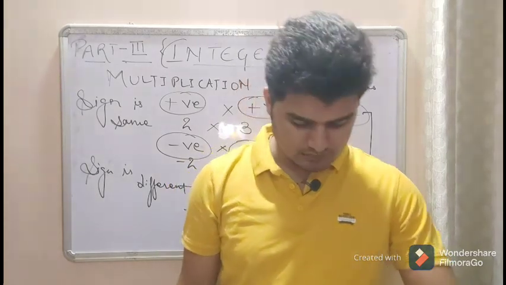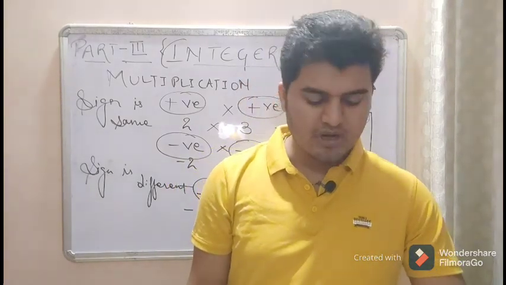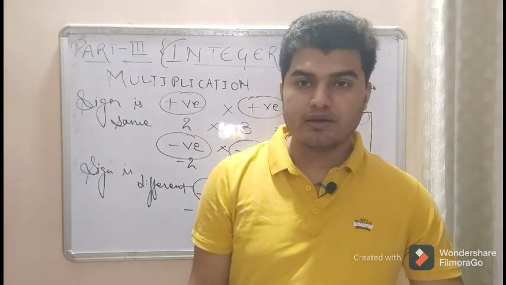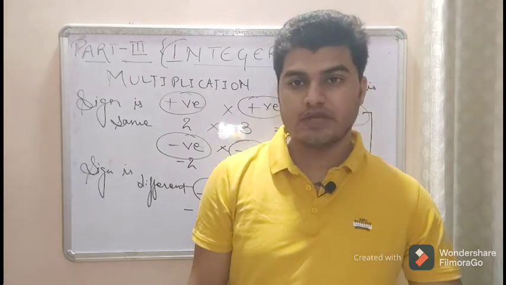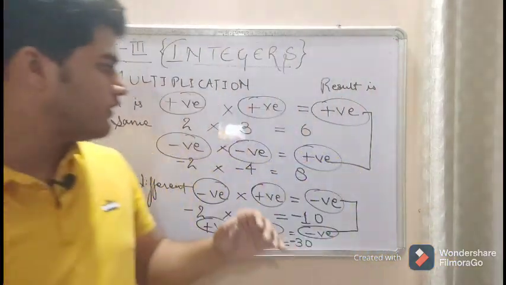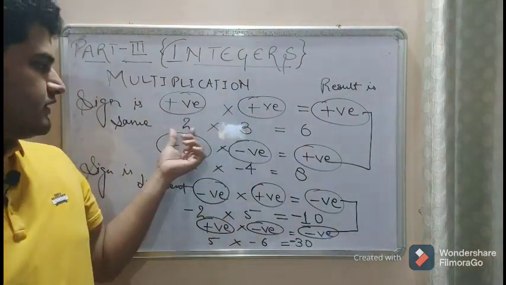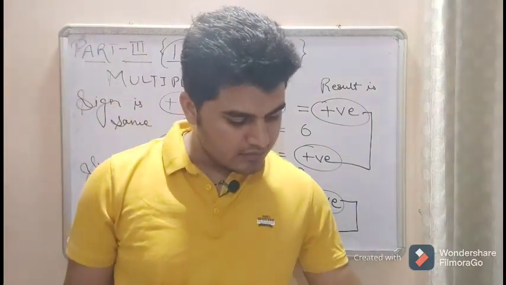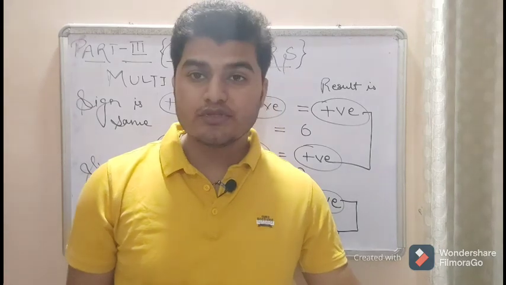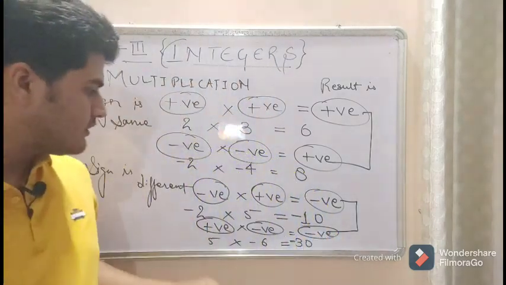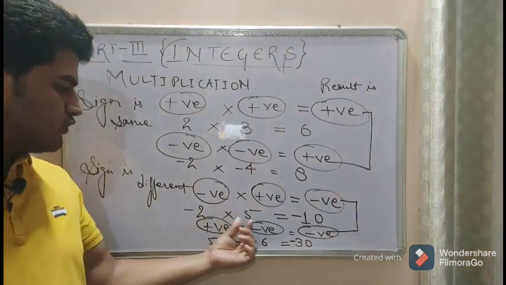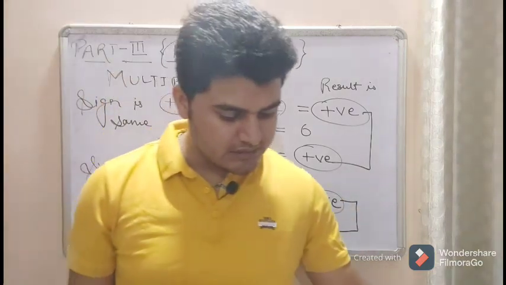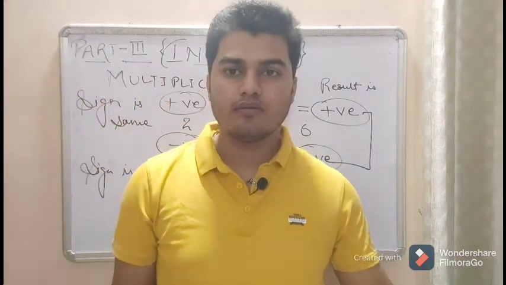So my dear students, on page number 15 of your book, under the heading multiplication of integers, the very first line is: the product of two integers with the same sign is positive. Now it is written in the next line: the product of two integers with opposite signs is negative. Minus 2 into plus 5, opposite signs, the result is minus 10. So whatever is written, we are able to see that.